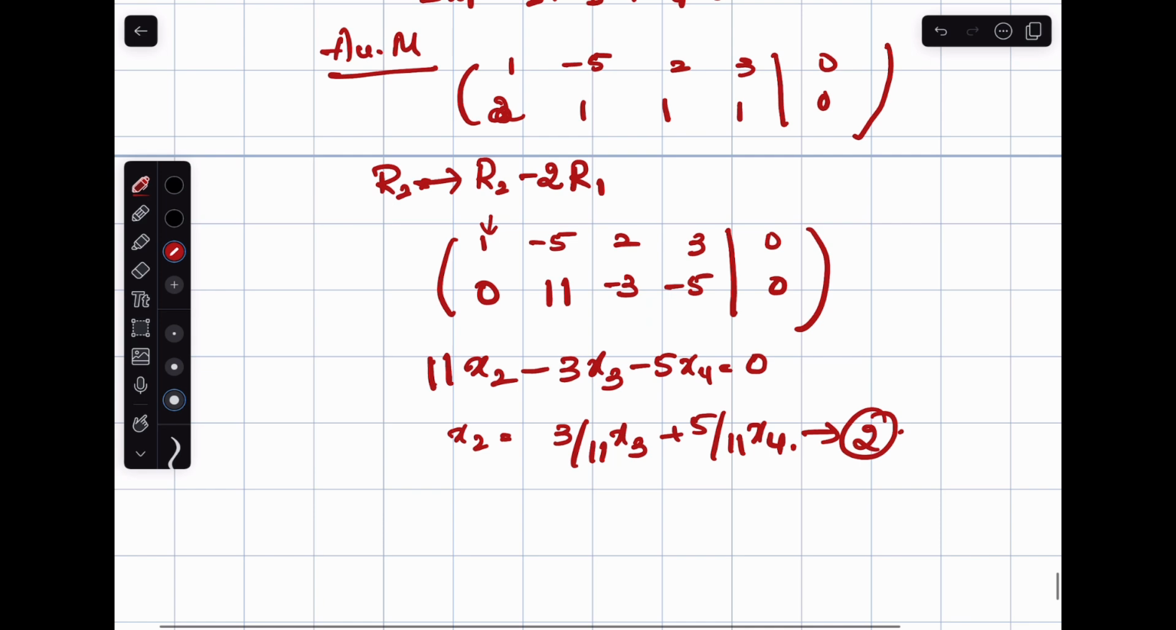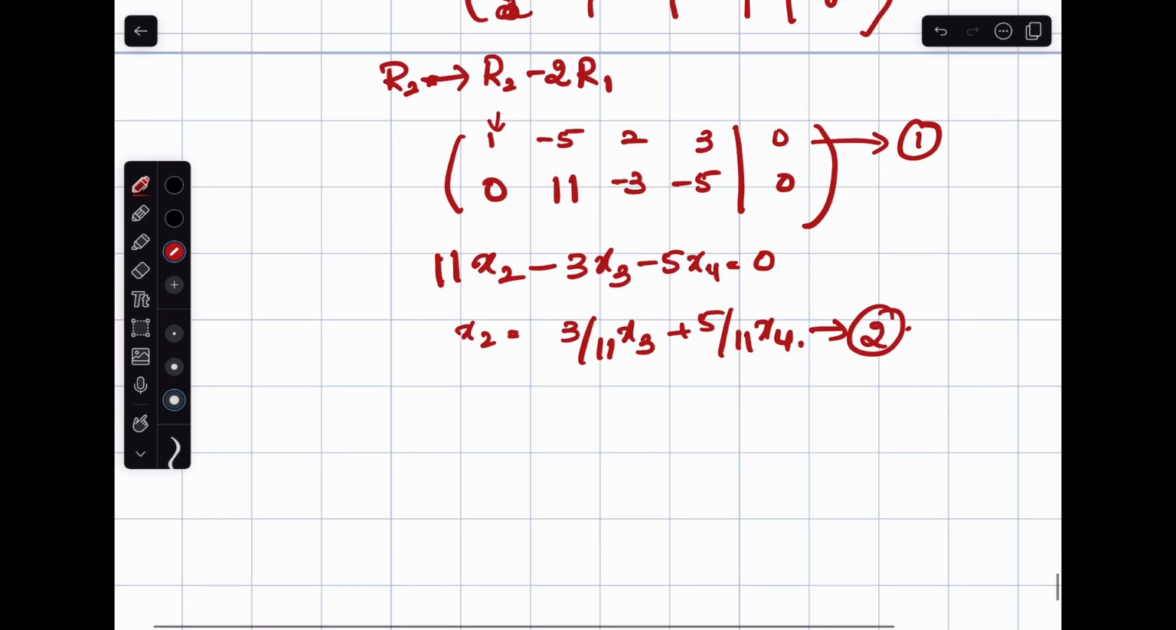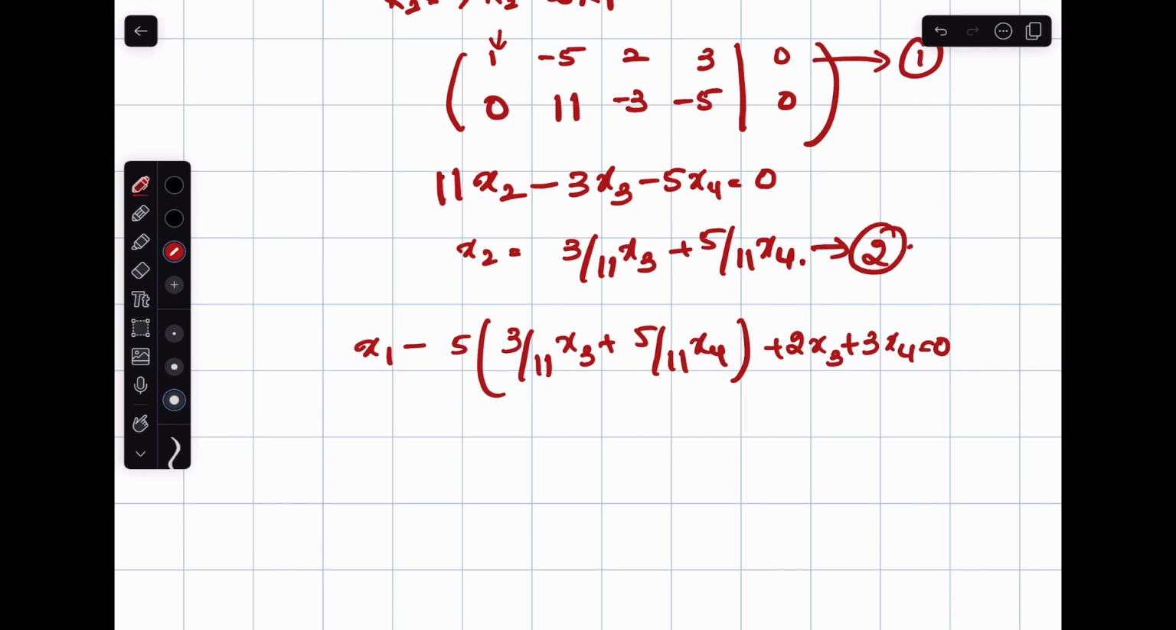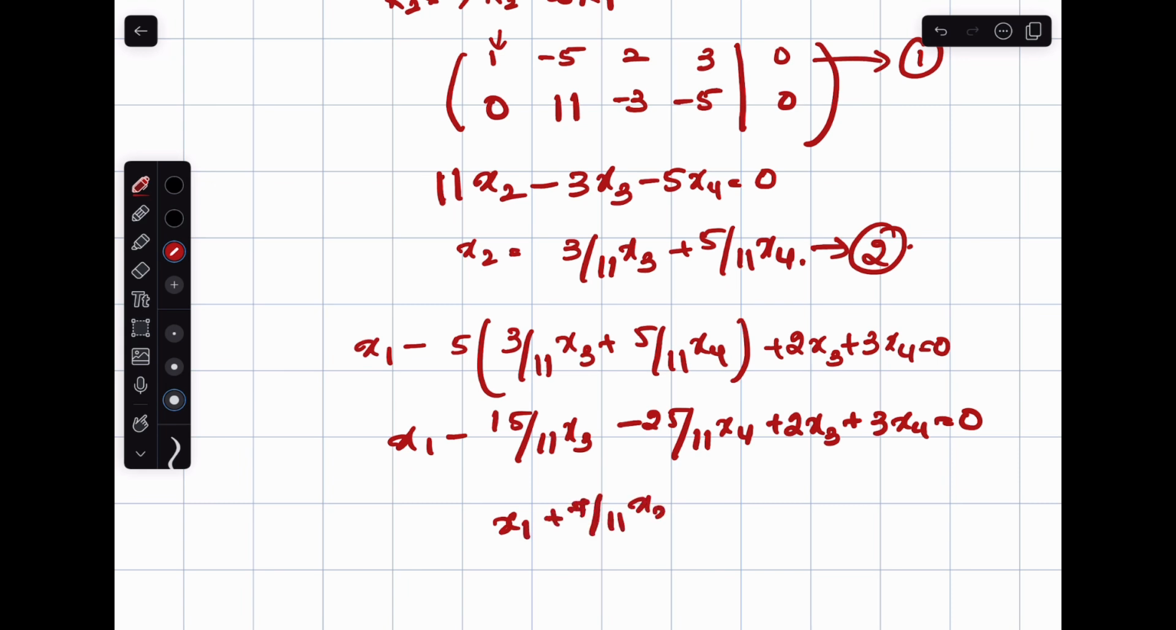Let me call this equation 2, and the first equation I will call 1. I will substitute 2 in 1. So x1 minus 5 times x2 plus 2 times x3 plus 3 times x4 is equal to 0. Let's simplify it. It is x1 minus 15 by 11 times x3 minus 25 by 11 times x4 plus 2 times x3 plus 3 times x4 is equal to 0. Reducing further, x1 plus 7 by 11 times x3 plus 8 by 11 times x4 is equal to 0. So what is x1? I will bring all the terms to the right hand side.